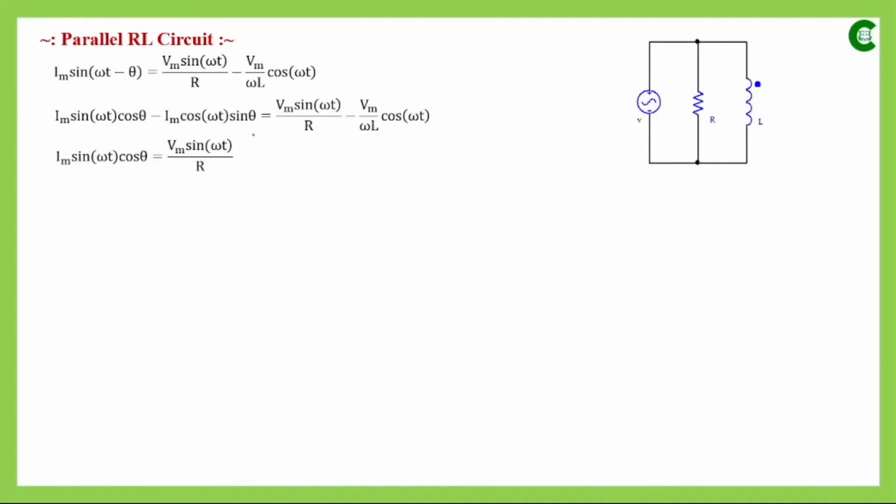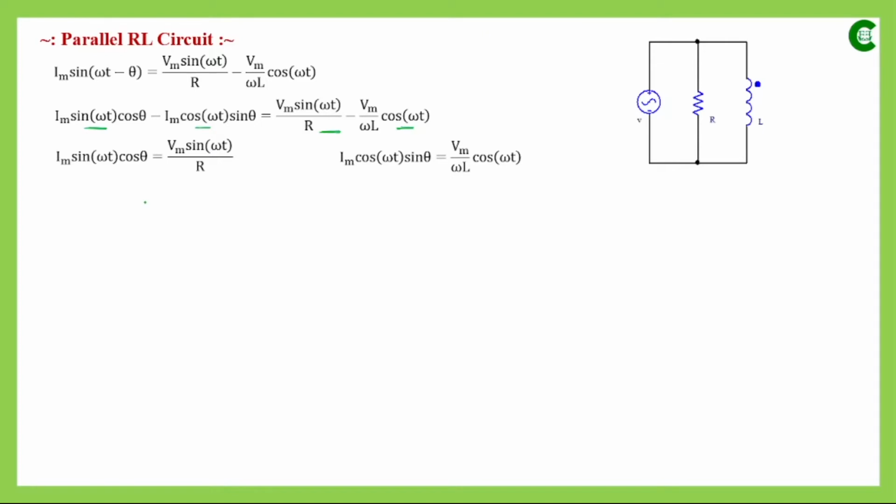Now next we will be separating the equal terms. On the left side we have one sin omega t, and on the right side also we have sin omega t, so we are just separating them. So Im sin omega t cos theta will be equal to Vm sin omega t by R. And then here we have cos omega t, and also here we have cos omega t, so we will separate those terms. So it will be minus Im cos omega t sin theta, and from here it will be minus Vm by omega L cos omega t, and minus minus will cancel each other.